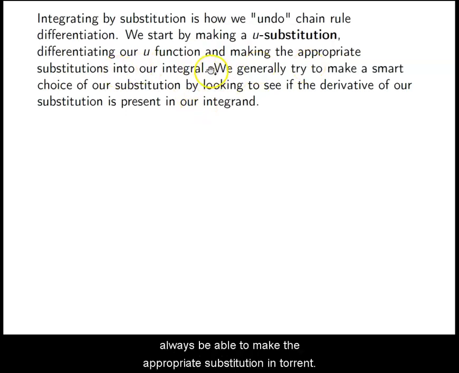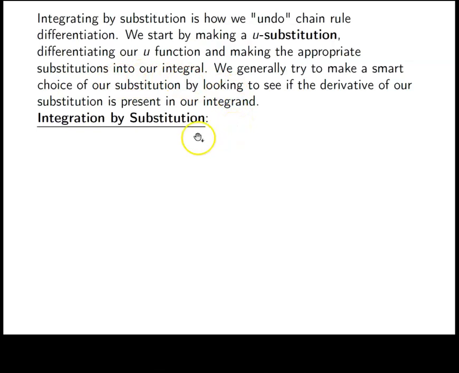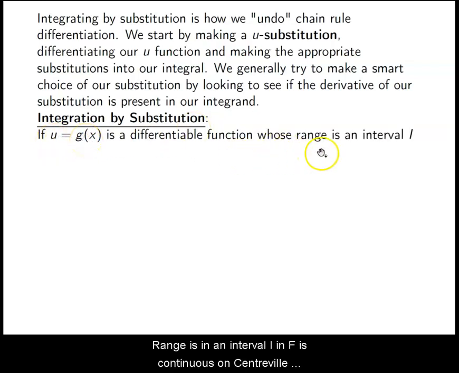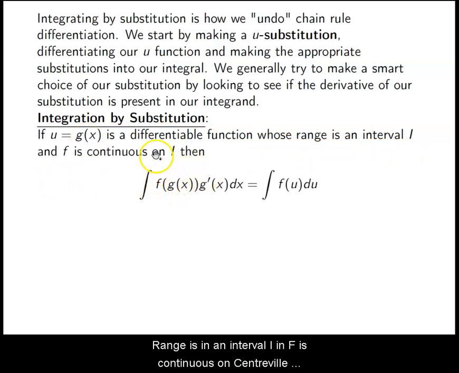So we want to always be able to make the appropriate substitution into our integral, right? The way that we do this is I make a substitution for a function g whose range is in an interval I, and f is continuous on this interval. So my integral here is f of g of x, g prime of x. That's the form that my integral is in. So I let u be g of x. So instead of f of g of x, I have f of u.